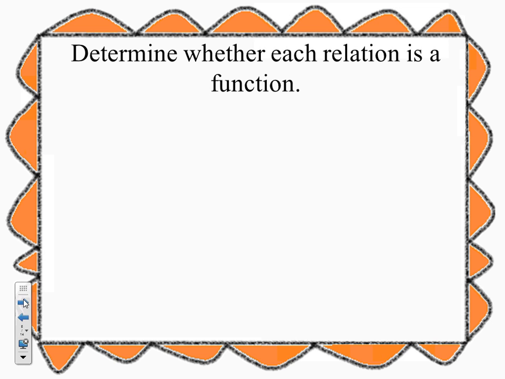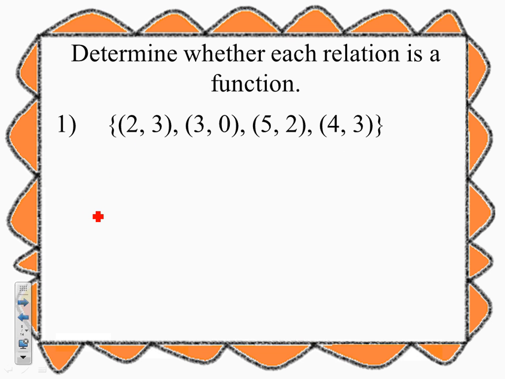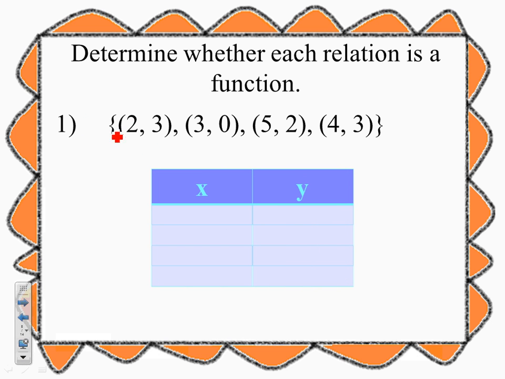Alright, so determine whether each relation is a function. Remember, relations are just ordered pairs with a pair of x's and y's. For a function, every x has to have a y, and a unique x has to have a y. What does that mean? The first thing that I like to do is write it in an x and y table because this is hard to do. So I'm going to go ahead.